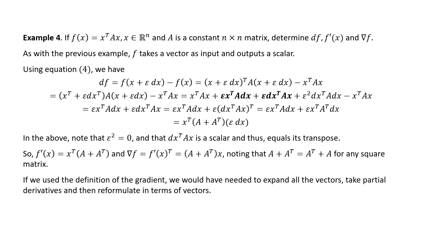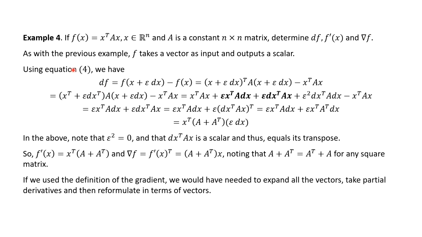We have another example here, f of x equals x transpose Ax, where A is a constant n by n matrix, and x is a column vector, and of course x transpose would then be a row vector. So you have a 1 by n times an n by n times an n by 1, and that gives you a 1 by 1 output. That's why we call this a scalar valued function. It takes a vector as input and it outputs a scalar. And we want to find the differential, the derivative, and the gradient.